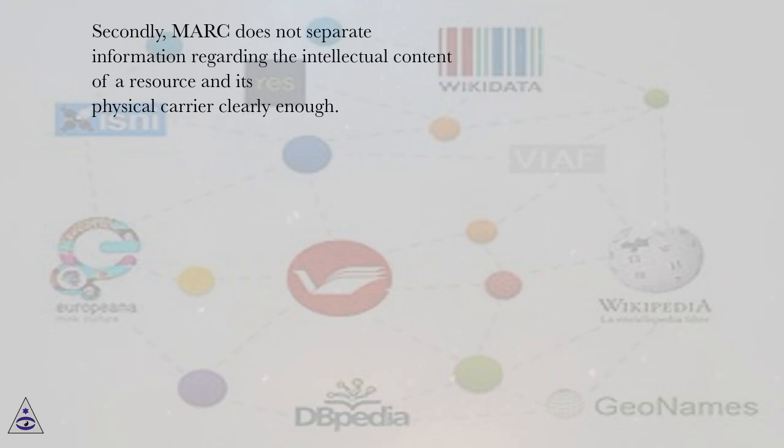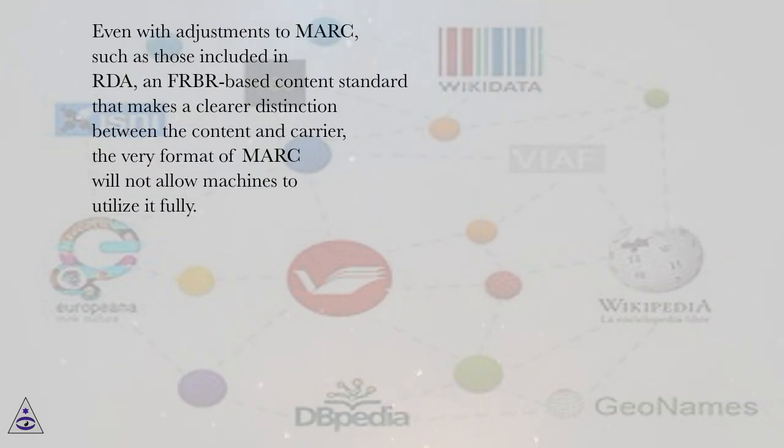Secondly, MARC does not separate information regarding the intellectual content of a resource and its physical carrier clearly enough. Even with adjustments to MARC, such as those included in RDA, an FRBR-based content standard that makes a clearer distinction between the content and carrier, the very format of MARC will not allow machines to utilize it fully.